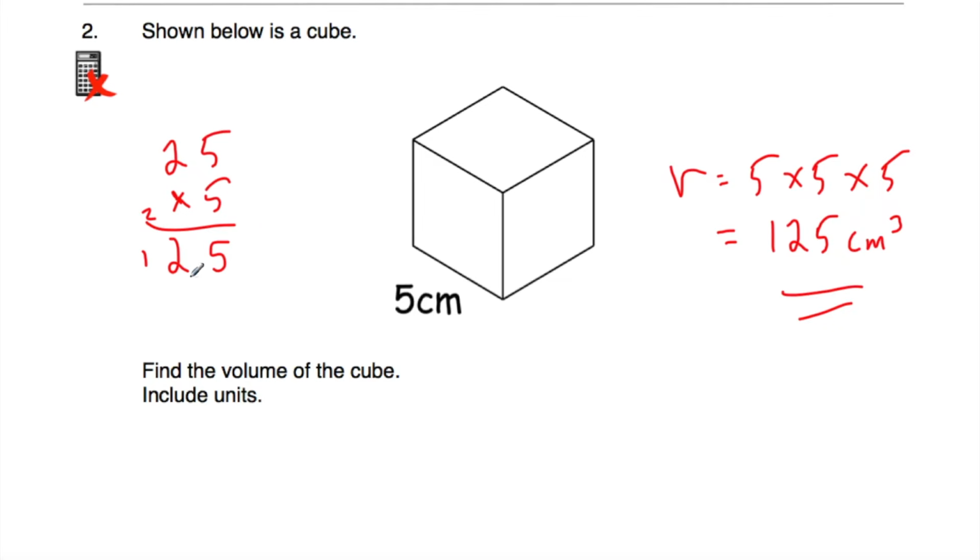So you can just do the method if you need to. I knew that 5 times 5 times 5 was 125 because it's a cube number. 5 cubed is 125. Okay, let's look at our next question, question number 2.